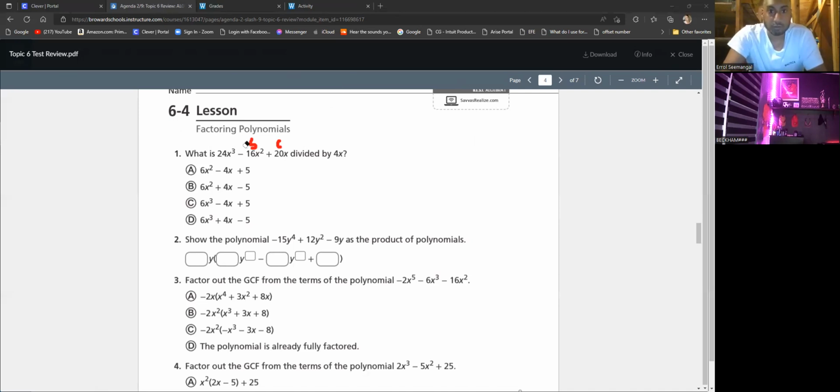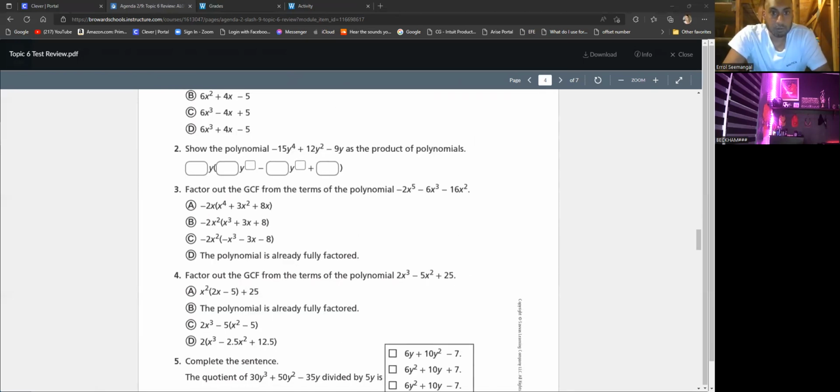How are you going to split it into two? How are you going to do that one? Factor that one. What's common to negative 15y4, 12y2, and 9y? What's common to all three terms? That's what you're going to factor out. What's the greatest common factor of the three terms?